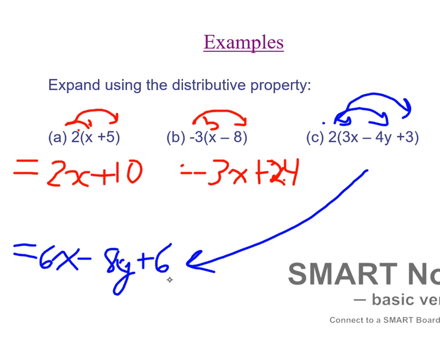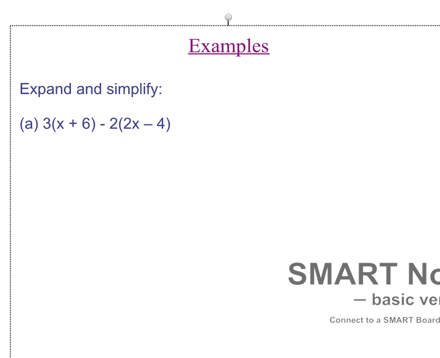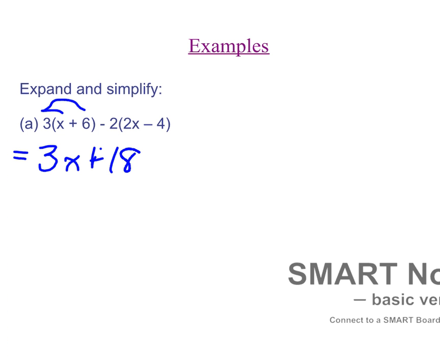So what happens when we don't have numbers? What happens when there's two things put together? So we do the exact same process. We take the number that's in front of the first bracket, the 3, and multiply it by the x. So we get 3x. And then we also multiply it by the 6 and get plus 18. Then we're going to take the number in front of the second bracket. Now be careful with this one because what's in front is actually a negative 2. Negative 2 times 2x is negative 4x. And negative 2 times negative 4, watch your signs, becomes positive 8.